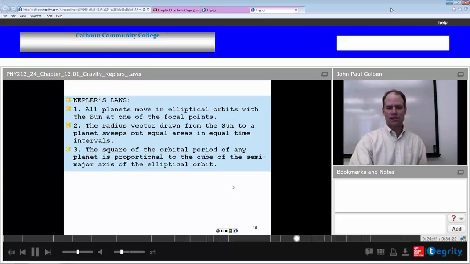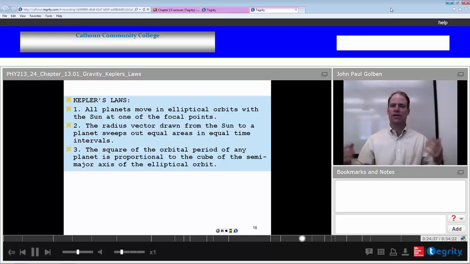His third law: the square of the orbital period of any planet is proportional to the cube of the semi-major axis of the elliptical orbit. How did he come up with this? He pored over the data for 11 years and basically found that the time it takes for a planet to go around the sun, squared, is proportional to the distance of the planet from the sun cubed. That is his third law, and it's empirical.